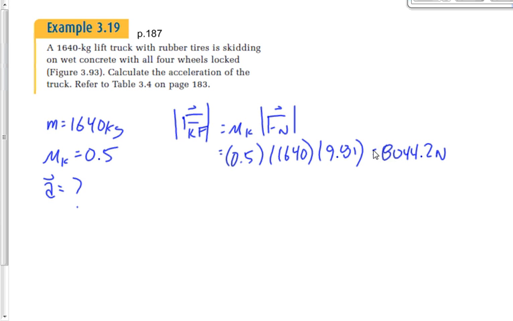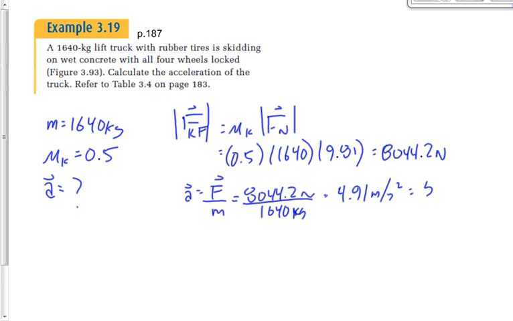Let's find the acceleration by saying a is equal to F over m. It's that Newton's second law equation that I learned the other day, Monday. Force here, 8044.2 newtons, divided by the mass of 1640. I get 4.91. Or technically, should be one digit, right? Technically, it should be 5.